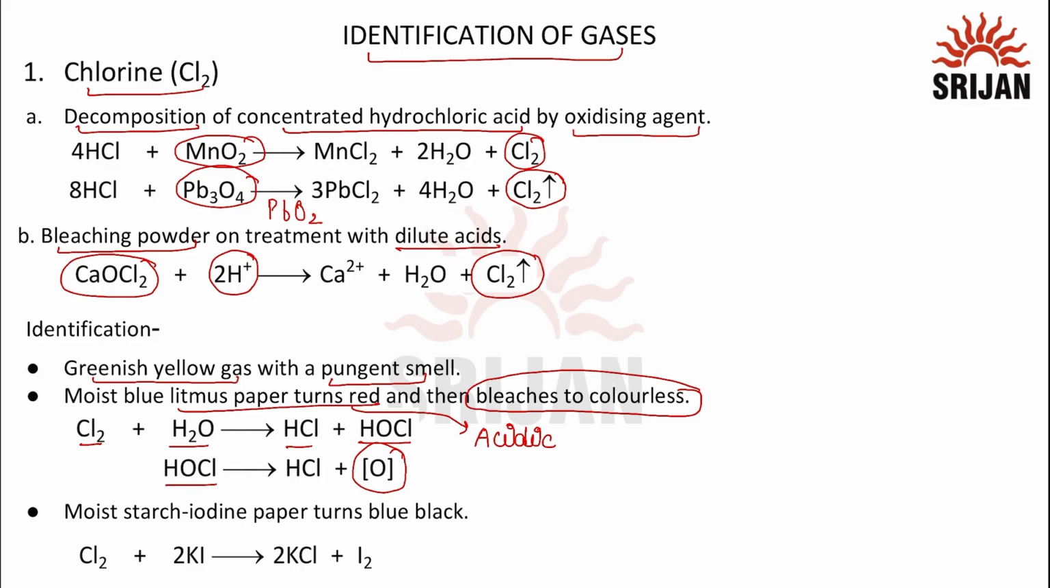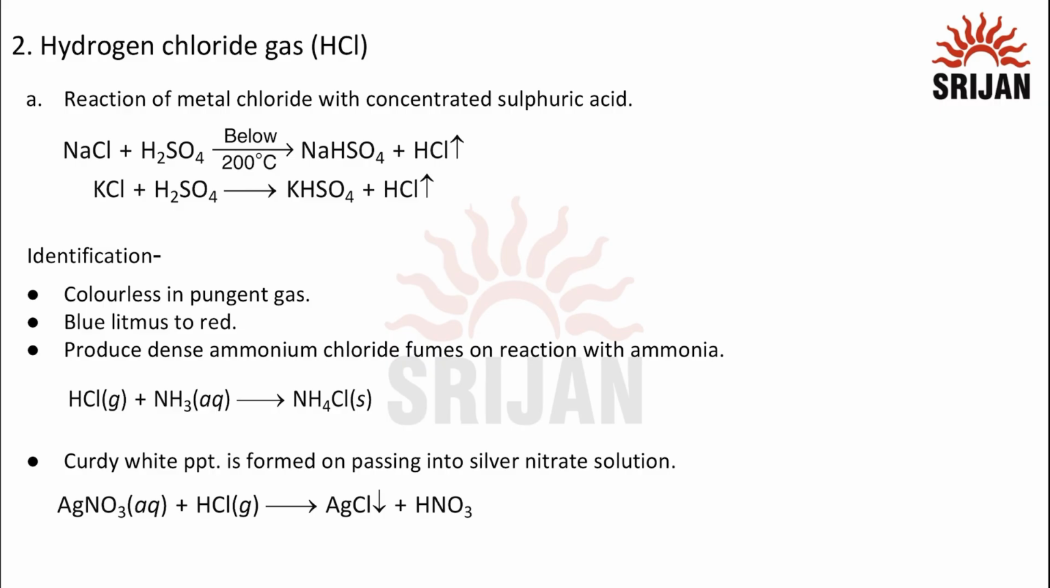The last point of identification is that whenever starch iodine paper reacts with chlorine, it results in the formation of a blue-black color. This blue-black color is formed due to iodine. Initially, you have iodide ions, and these iodide ions get oxidized to give iodine.